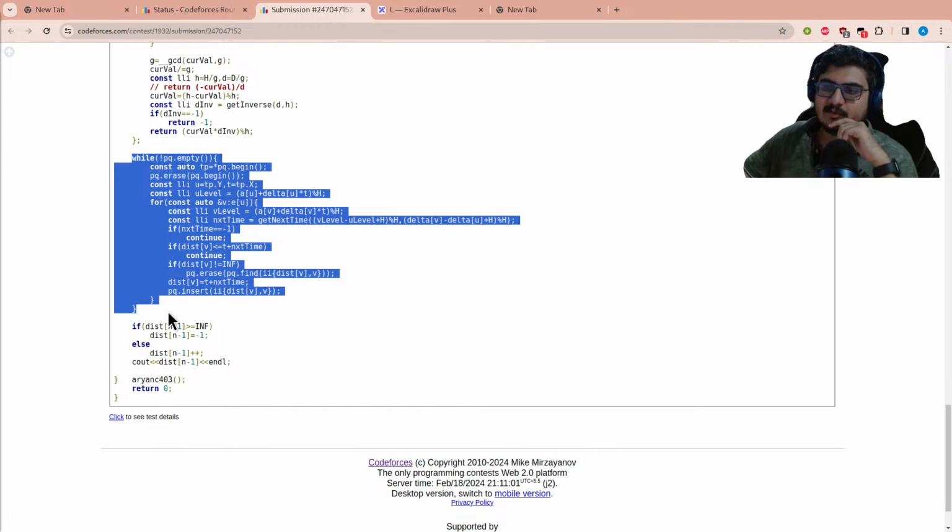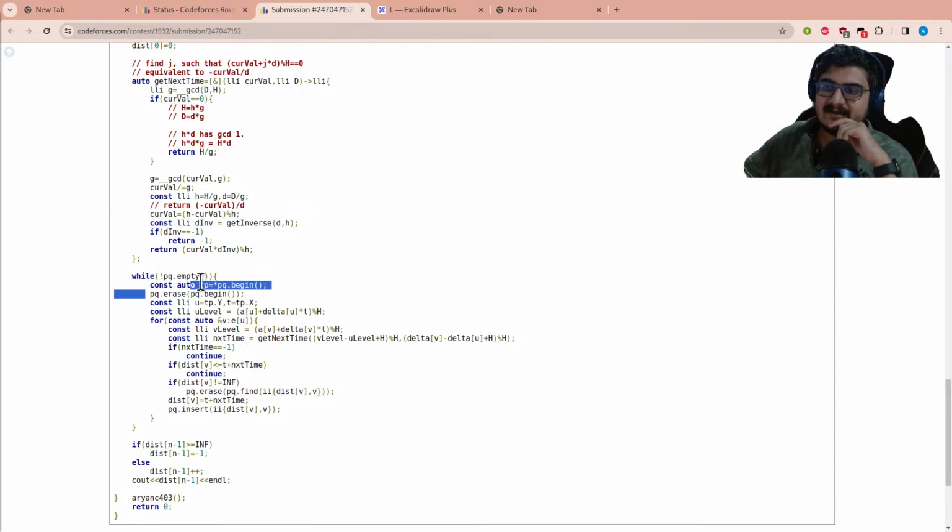Now you run a Dijkstra loop. You find the nearest time first. You erase it from the queue. You look at the node and you look at the time. You look at its current level and you iterate on all the neighbors. When you are at time t, you also know the level of v. So you find the current level of v, and you also find how many times you will have to wait over here so that the levels of v and u become the same. If it's impossible, which I am denoting by -1, you ignore it. That edge is useless.